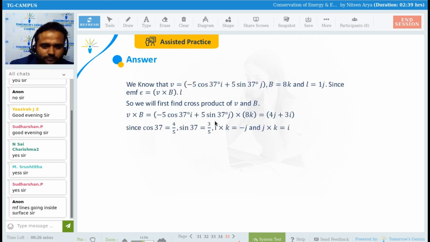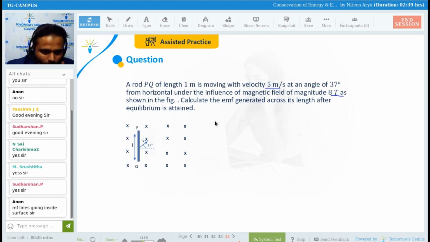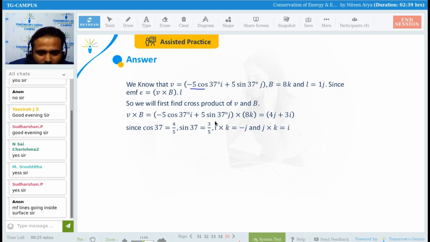We know that V equals the velocity component, minus 5 cos, 5 sine. Why minus 5? Because the velocity is in this direction. So cos is going to be in the negative x direction and sine is going to be in the perpendicular direction, and we need to take care of sine, not cos. Clear? Because the magnetic field is in the plane of paper. Cross is the plane of paper, beta. So I need to take this sine component. Maybe if I'm not wrong. Sine component, right?